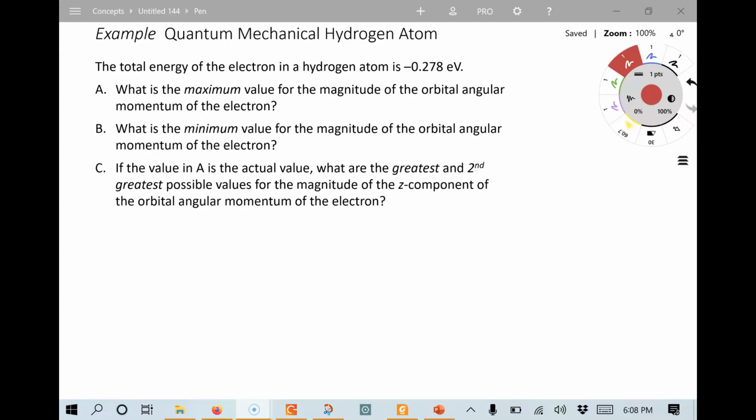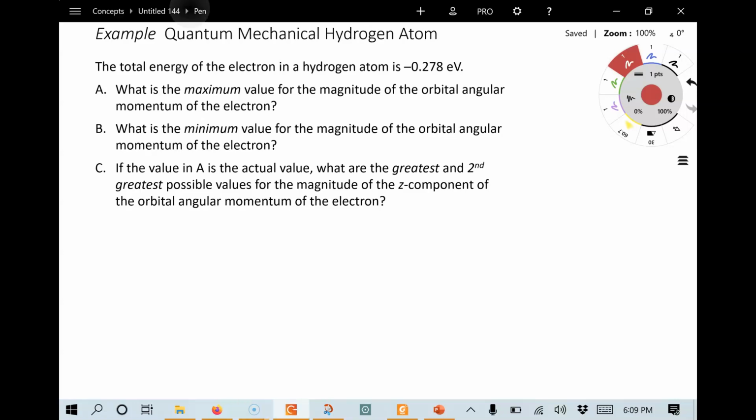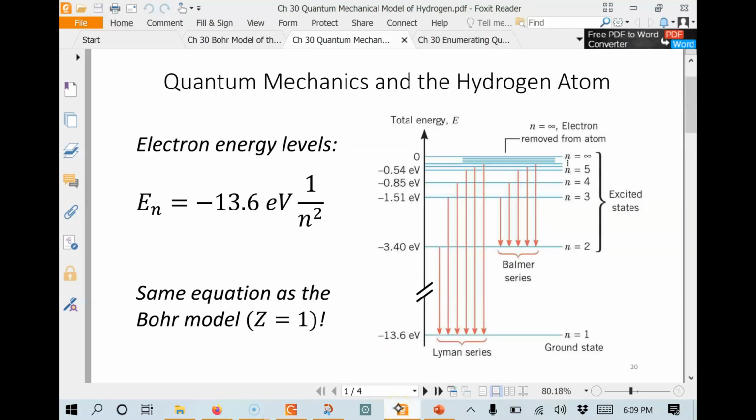So all of these things, angular momentum magnitude, z component, these are related to the quantum numbers. And this value here for the energy, that's also related to the quantum numbers. In fact, that's n, the principal quantum number. Let's look at some notes for the hydrogen atom. Notice that the energy equation depends on the principal quantum number exactly the same way as it did for the Bohr model. Bohr got that part right.